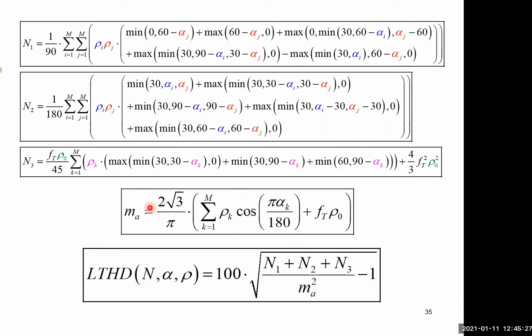The modulation index is already given here, and these three numerators are given as follows. As you can see, this is just functions of min and max operators, and they contain the switching angles and the DC ratio values, normalized and in degrees, and we managed to completely eliminate the integral. This LTHD formulation is valid for any number of levels, whether odd or even, in both equal voltage steps and unequal voltage steps. So this is a true generalized formulation, never before proposed in literature.